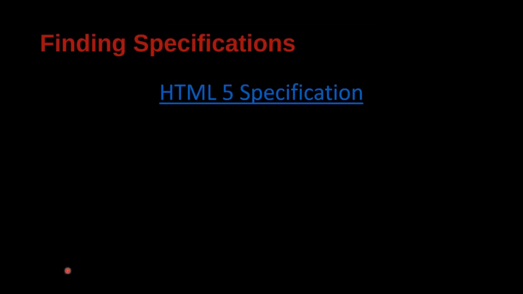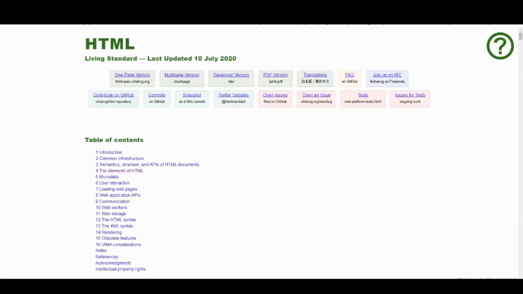So let's start with the HTML5 specification. Here's the HTML standard, right? And we see here it's last updated in July 2020. That's good. It's also called the living standard. That means that it is continually changing. Obviously it's written in HTML and it's meant to be functional for users.